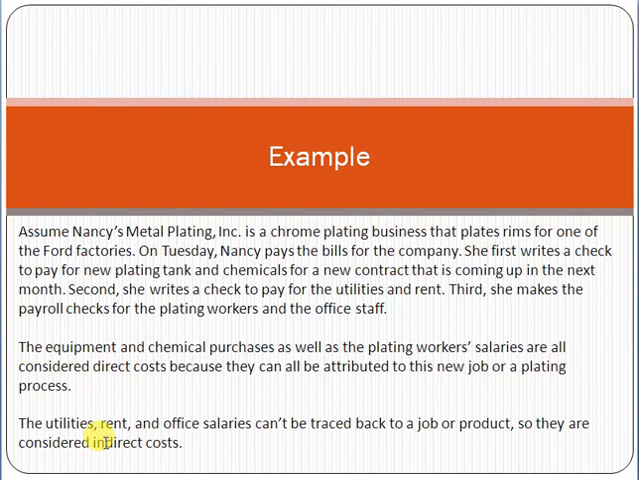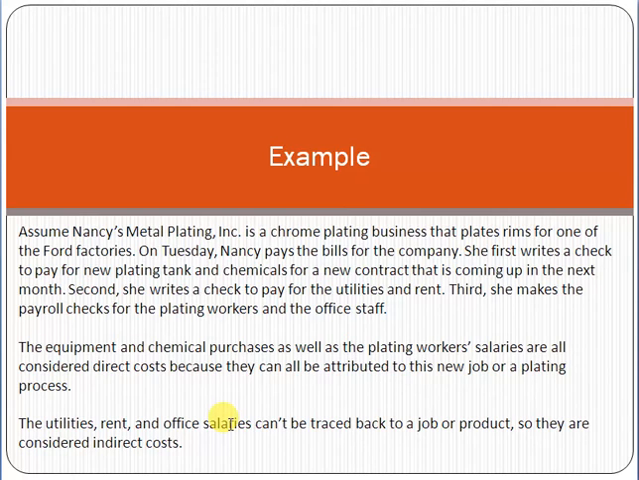Then next, the utilities, rent, and office salaries can't be traced back to a job or product, so they are considered indirect cost. Why are we calling it an indirect cost? Because it does not pertain to any product, project, or job. So that is why we are calling it an indirect cost.